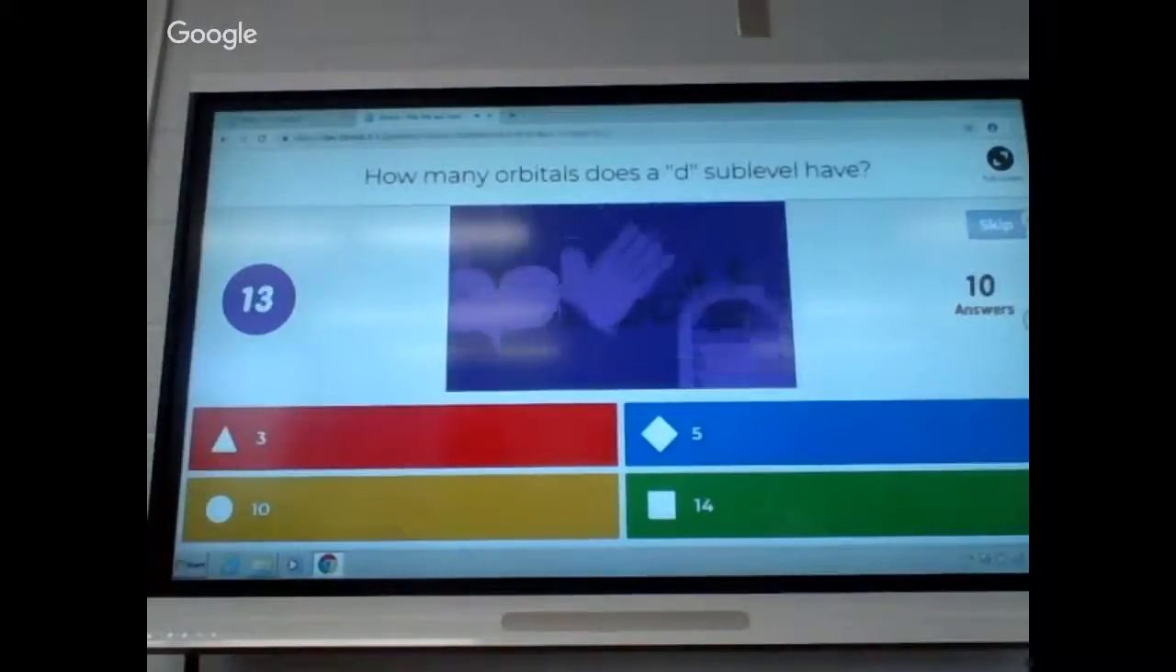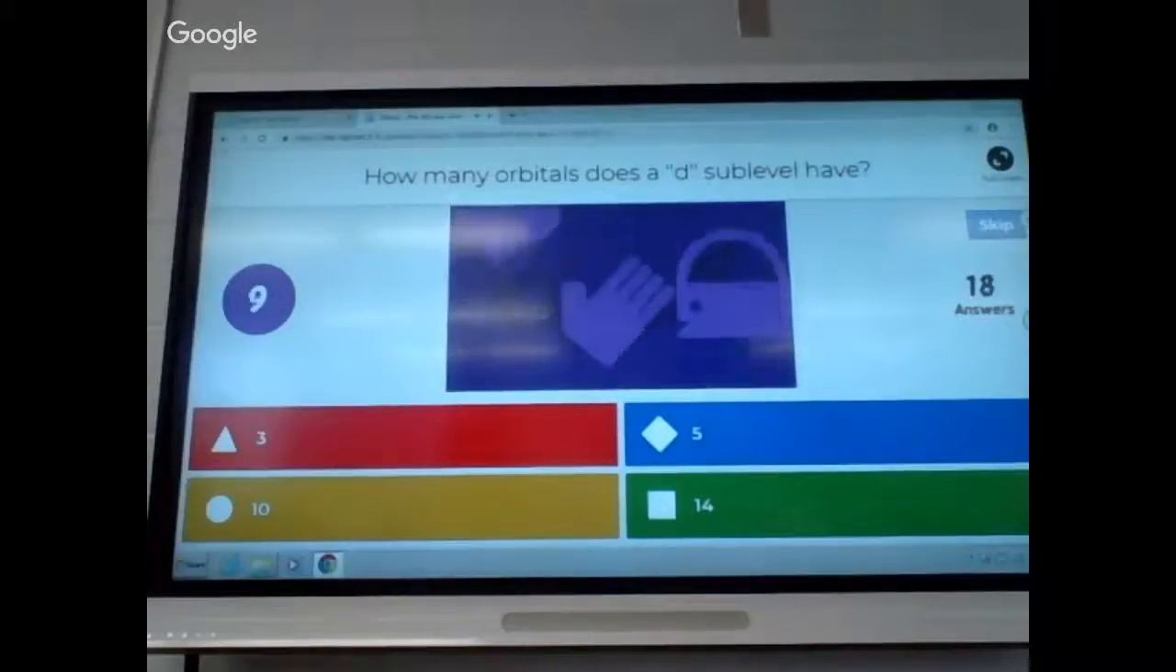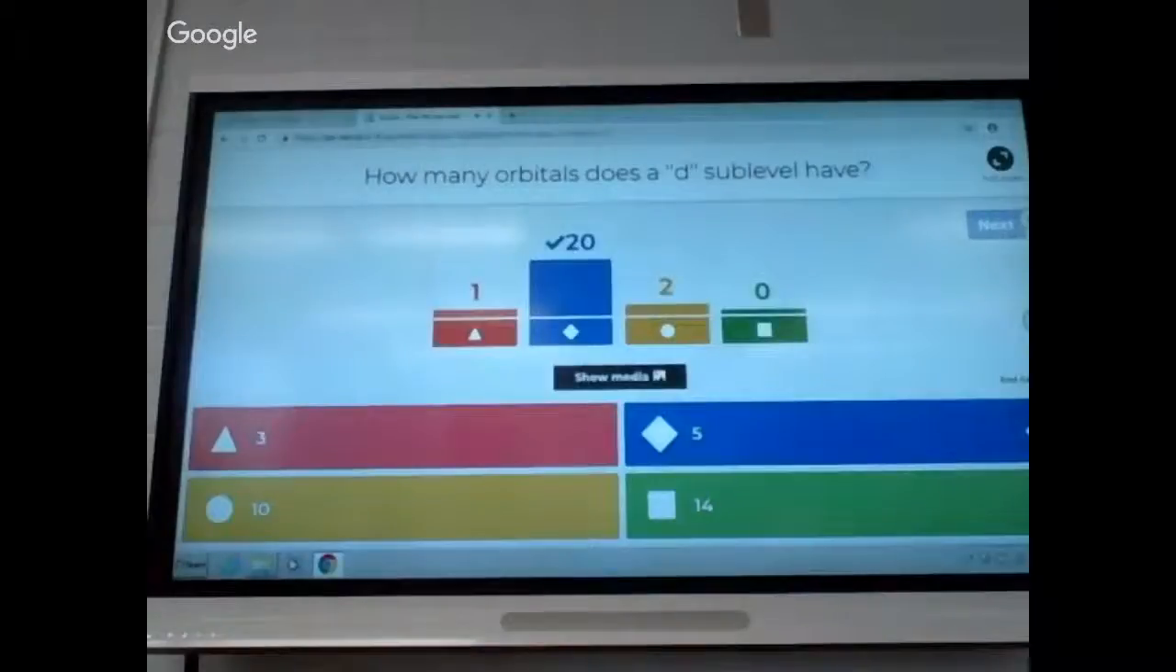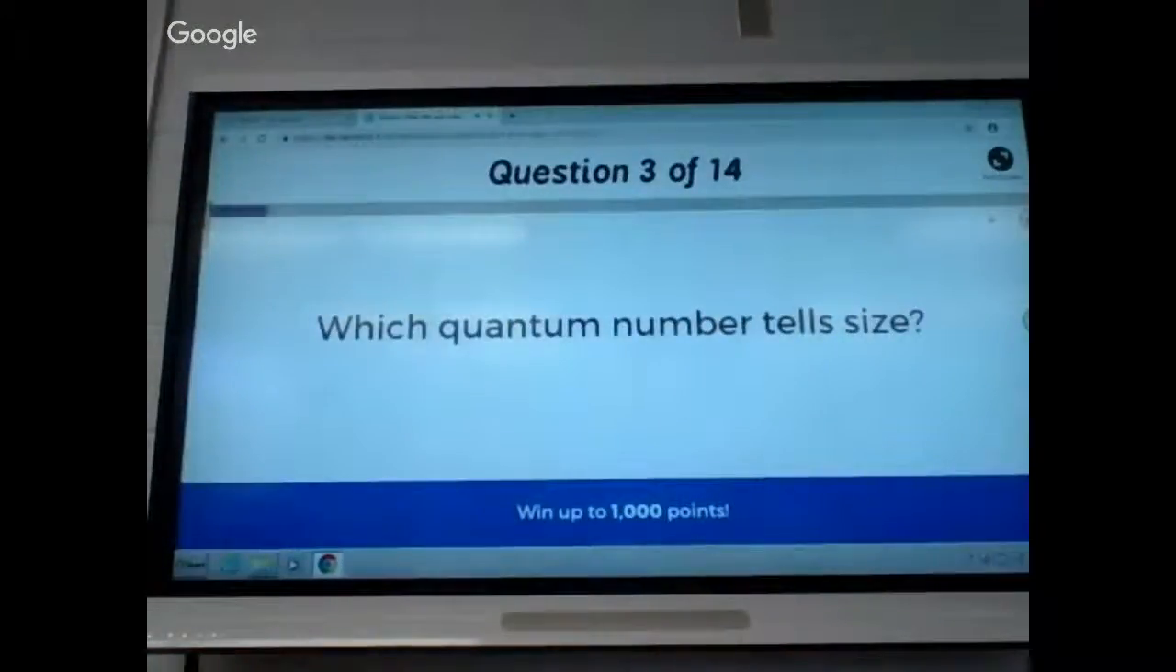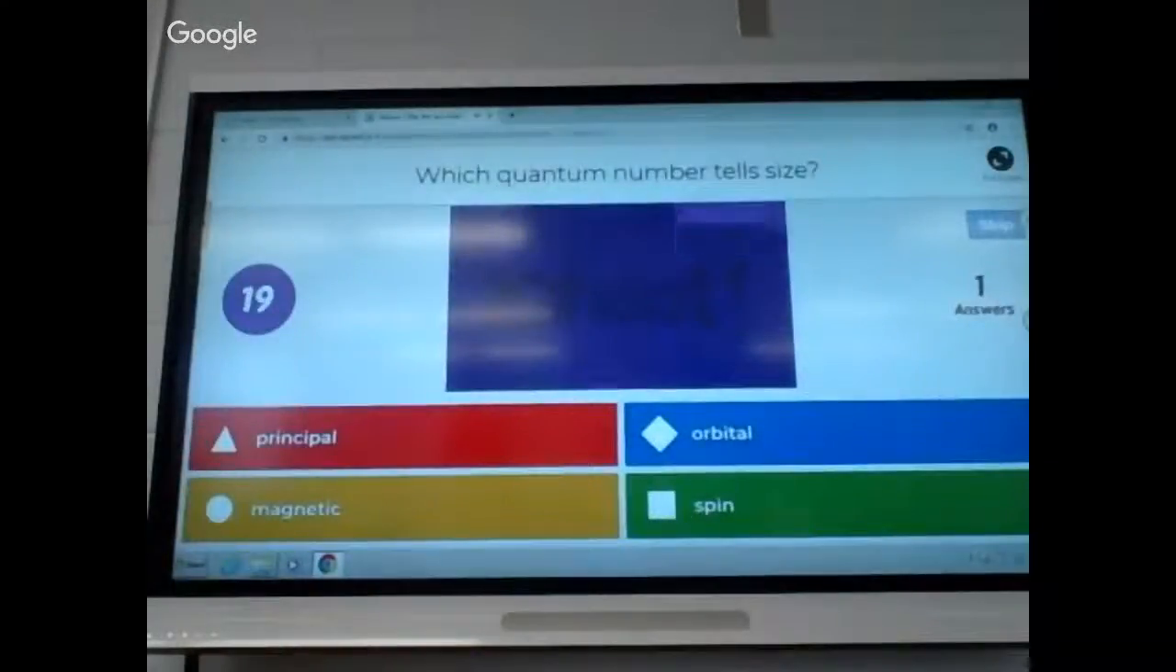Wait, orbitals are pictures, right? Yeah, yes. It's five. Yes, ma'am. Not bad. Remember, orbitals are pictures. D has 5. I don't know. This was on the quiz today. Yeah, I got it wrong.